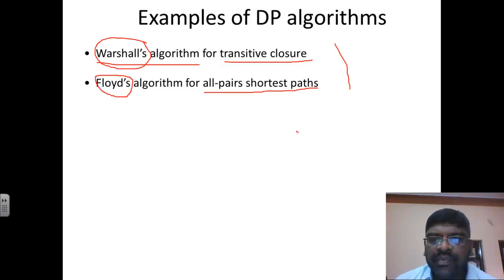Let us see these two problems. In fact, these two topics are given as assignment, so the advice is to listen carefully and try to solve the assignment questions by yourself, which I already uploaded in the SmartCamp portal.